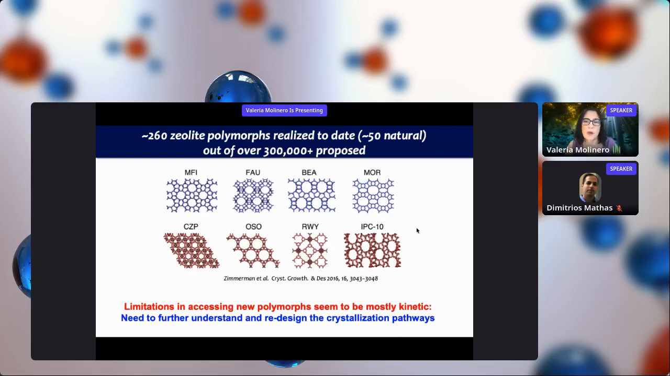And what people have concluded now through a lot of investigation is that the limitation in accessing these new polymorphs is mostly kinetic. It has to do with the pathway that you go from the reactants of zeolite synthesis to the final crystals.